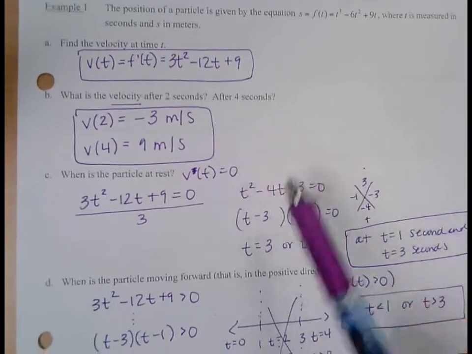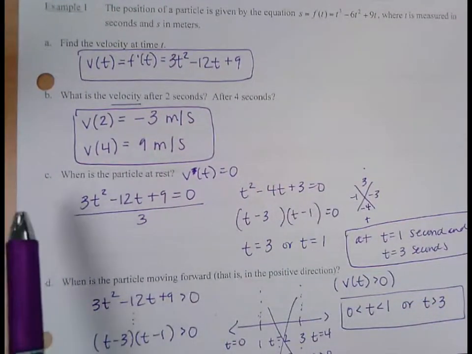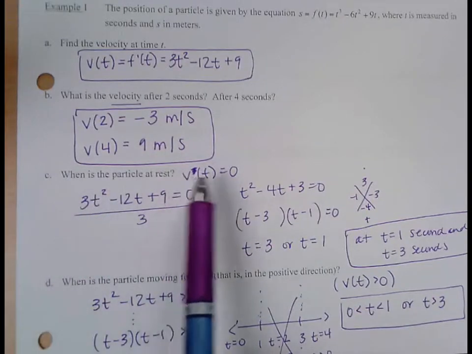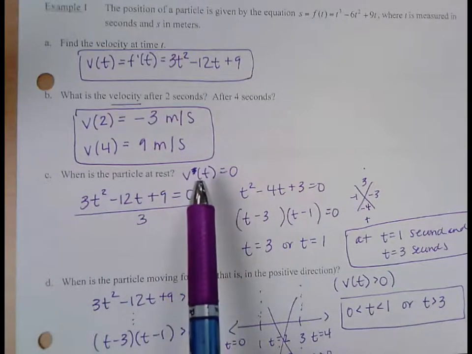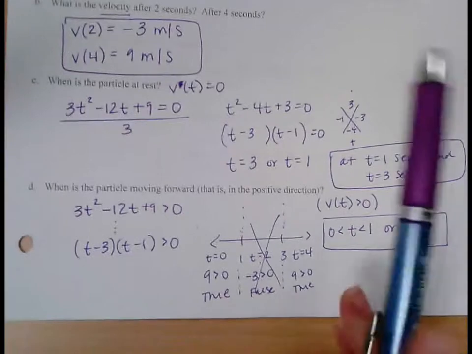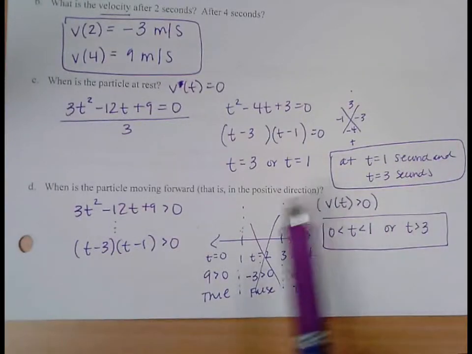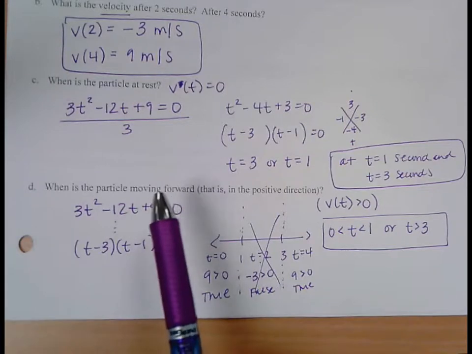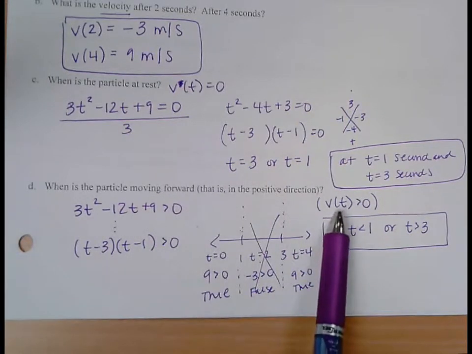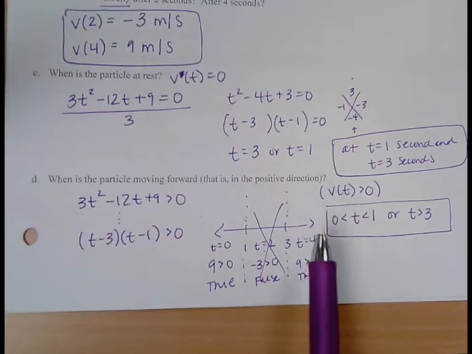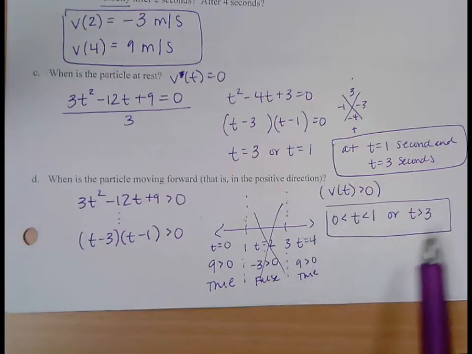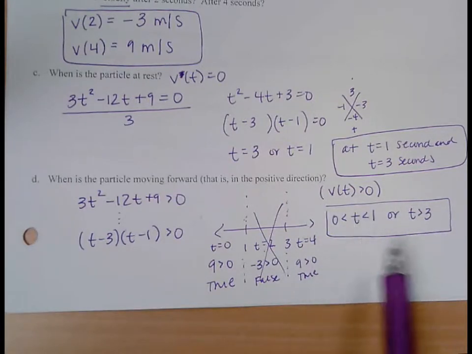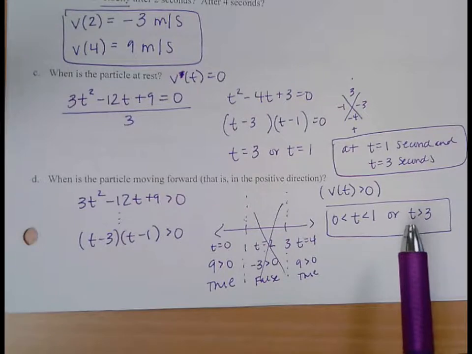And then we talked about how the particle is at rest when the velocity, or the first derivative, is 0, found at what times that occurred, and then talked about how the particle is moving forward when the velocity is positive. So we found that happens on the interval from 0 to 1, and then on the interval from 3 to infinity, or when the time ends.